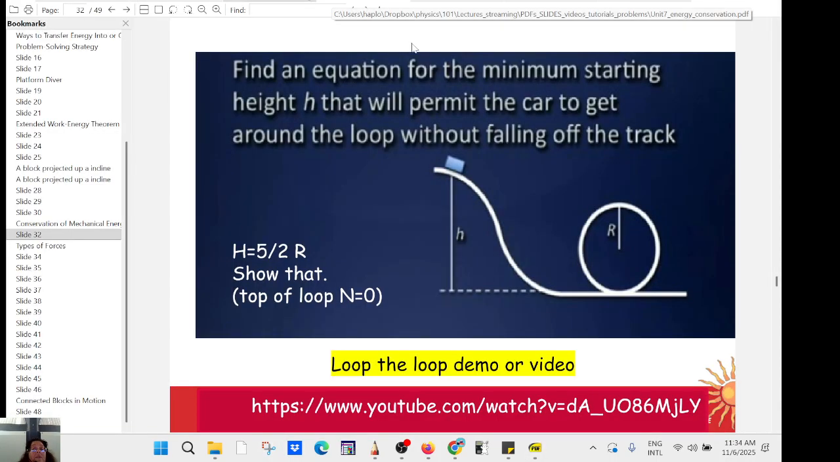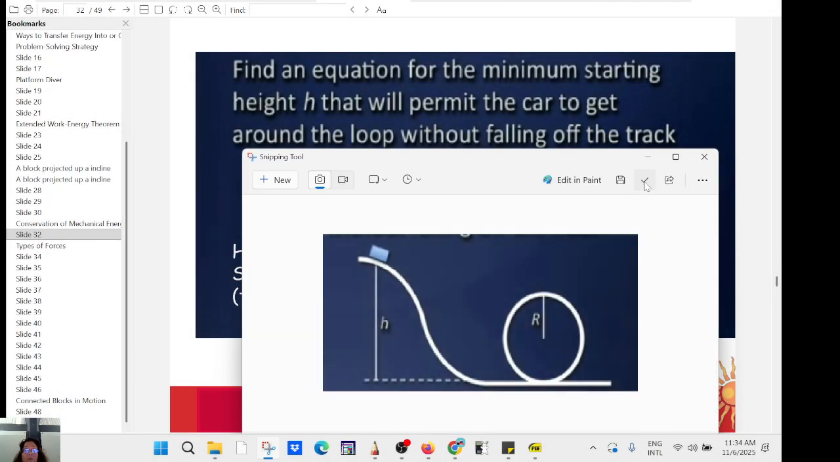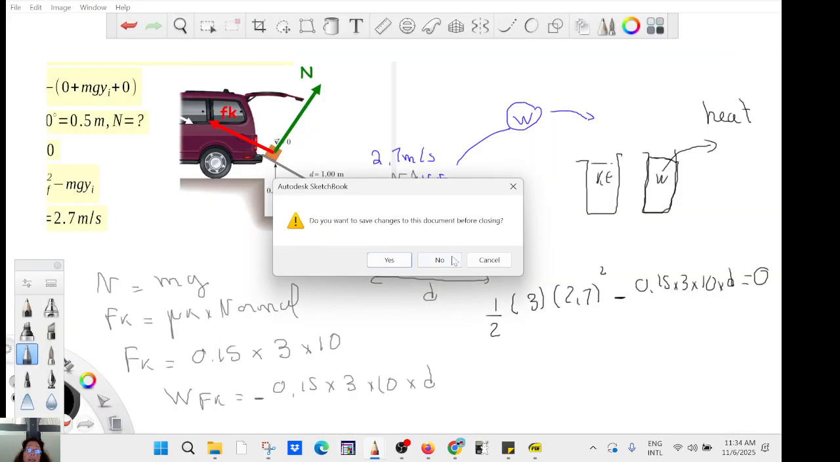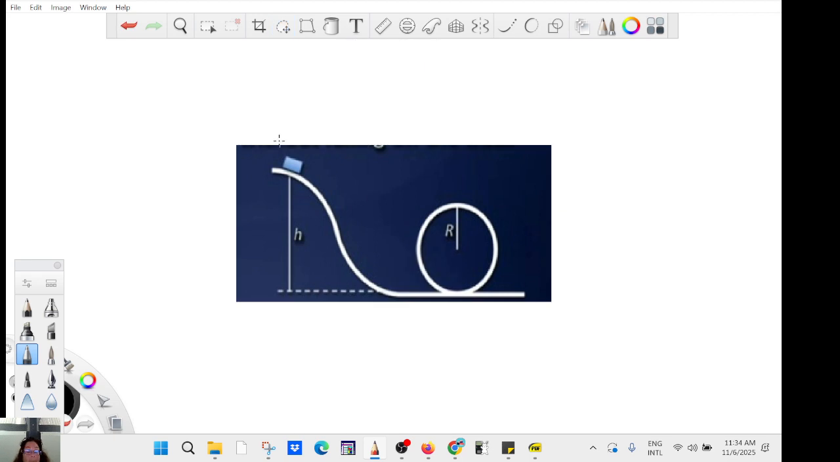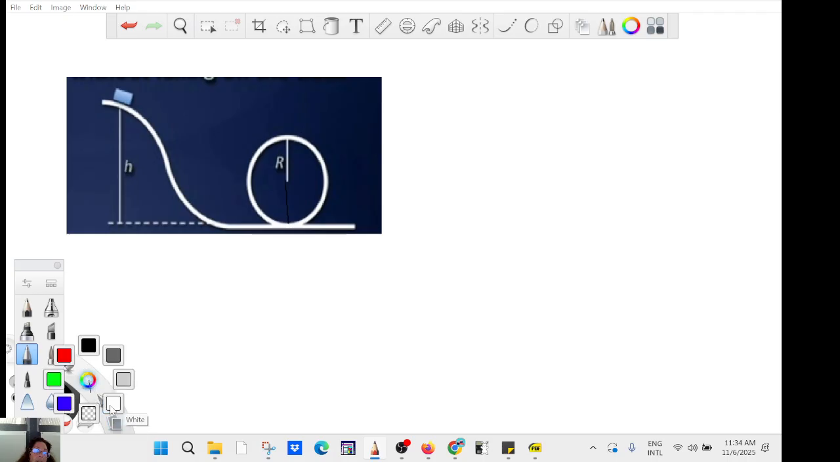Let's do it. Write down the conservation of energy. So you want to find the minimum height so it makes the loop-the-loop. So this is R. Here you have R. And you want to find this height to make sure that it's going to make it, so it doesn't fall. And remember, we have something upside down. That was the test, right?